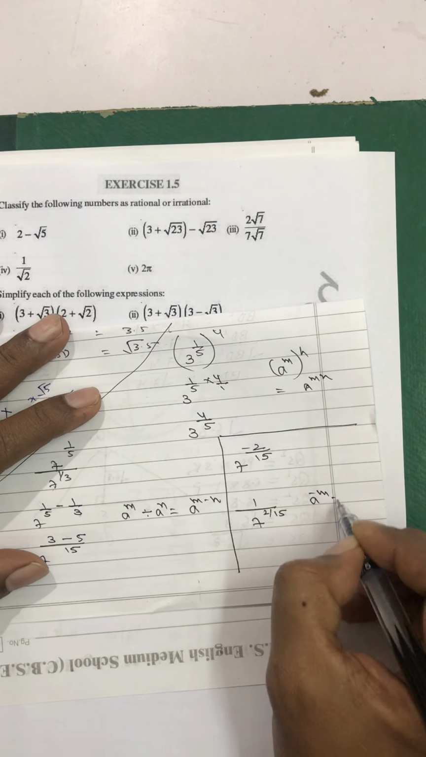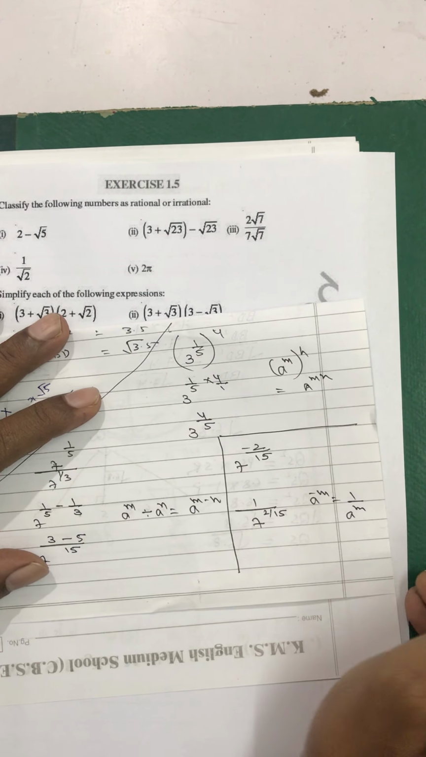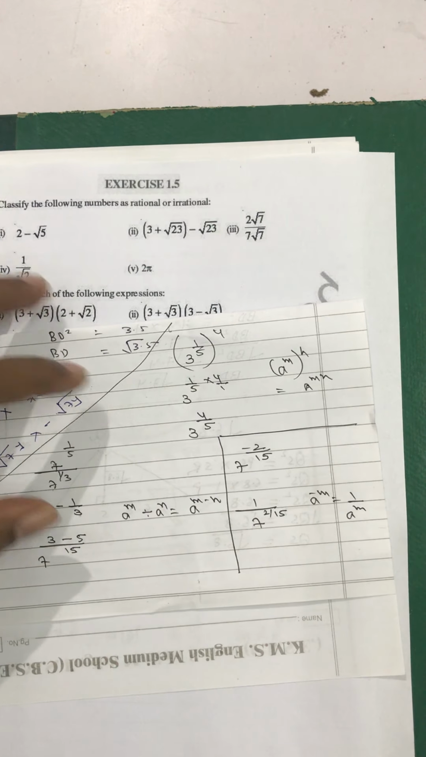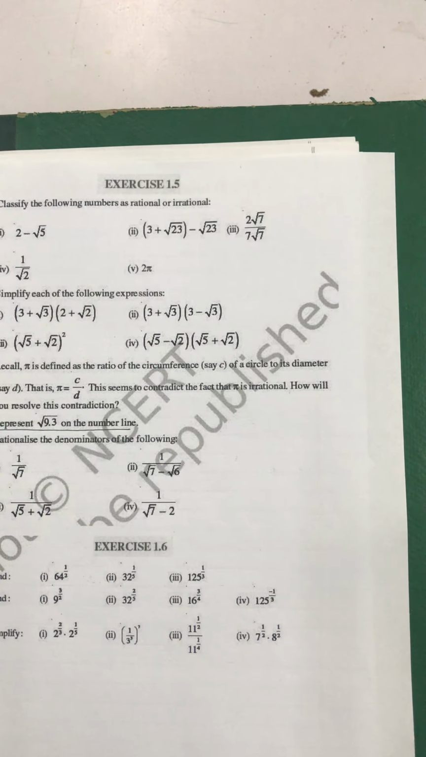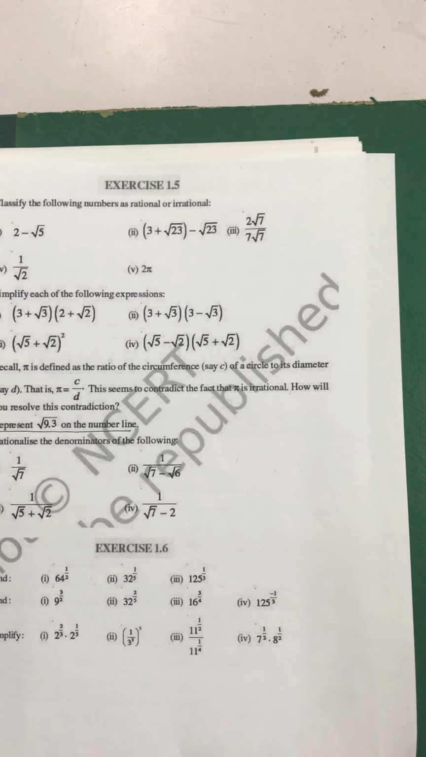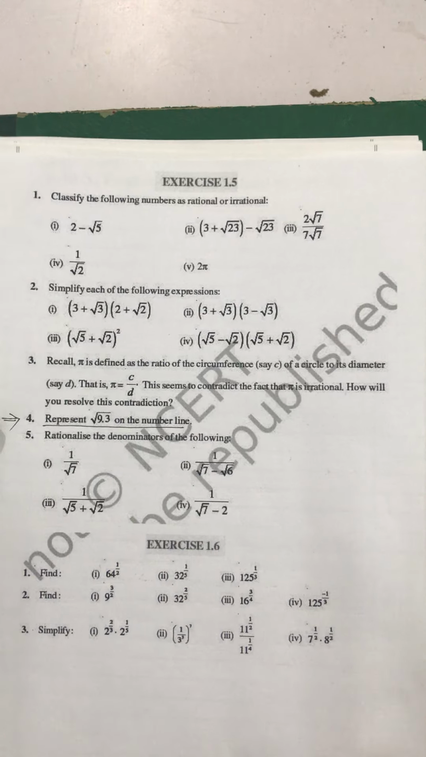a raised to the power of minus m is equal to 1 upon a raised to the power of m. Fine. I hope you all are understanding this. So with this, our basics of this topic are over. We can think about solving the examples. You can give it a try.